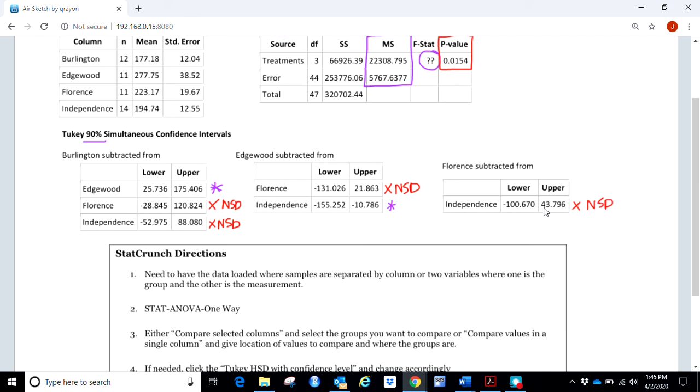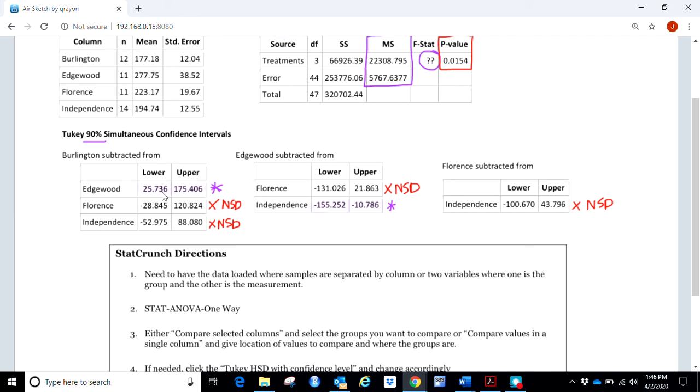So what this really means for me, out of all 6 of these intervals, really only 2 are useful to me. This is one that shows a difference, and then this is one that shows a difference. So these are the only 2 confidence intervals that I'm actually going to need to interpret. So let's think about what those intervals are telling me before I try to write out my interpretation.